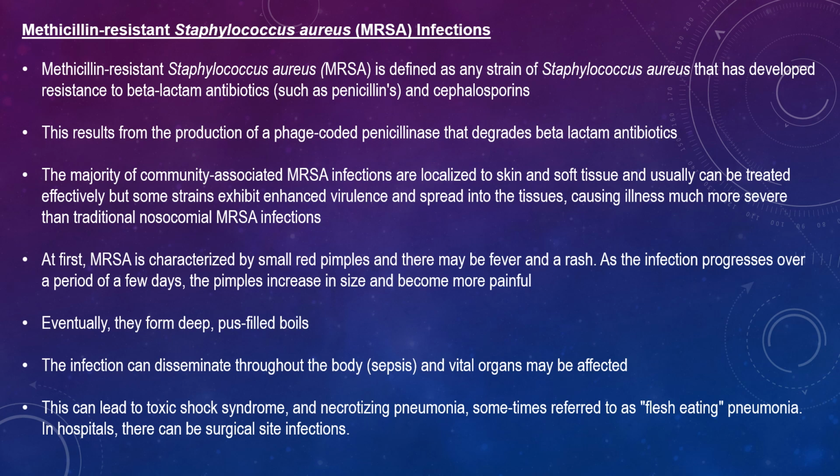At first, MRSA is characterized by small red pimples and there may be a fever and a rash. As the infection progresses over a period of a few days, the pimples increase in size and become more painful. Eventually, these produce deep pus-filled boils. The infection can disseminate throughout the body, causing sepsis, and vital organs may be affected. This can lead to toxic shock syndrome and necrotizing pneumonia, sometimes referred to as flesh-eating pneumonia. In hospitals, there can be surgical site infections.